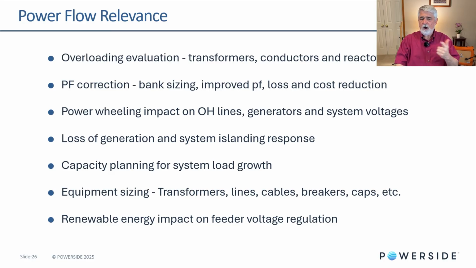Overloading evaluations, very common, and we mentioned that earlier. Power factor correction, you can do bank sizing. You can see how the power factor is improved, and you can see the reduction in the losses. Power wheeling impact on overhead lines, generators, and system voltages. If you're wheeling power across a system, you're going to be doing it over certain transmission lines, and you want to know how those are impacted when you're wheeling. Can you take that wheeling? Do the overhead lines have the capacity that they need? And how are the generators going to be loaded, and where are they going to be loaded?